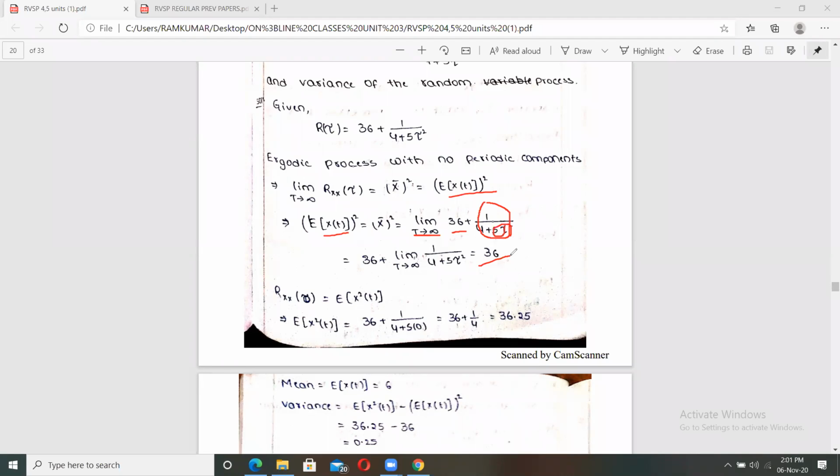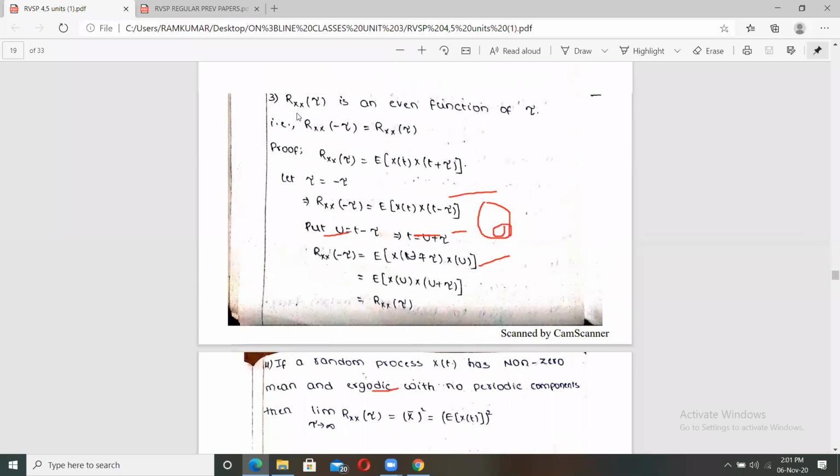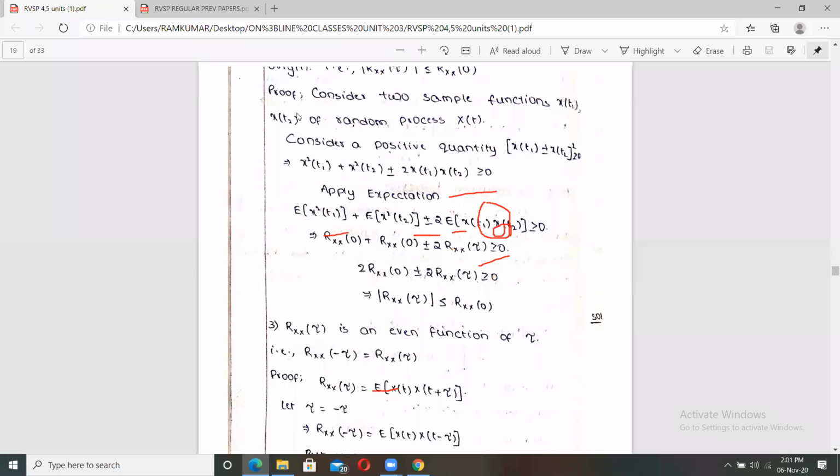Then we also have to find the mean and variance. From this, E of x of t whole square is equal to 36, so E of x of t is nothing but 6 here. That means the mean value is equal to 6. Then coming to E of x square of t, this is the first property we discussed just now.